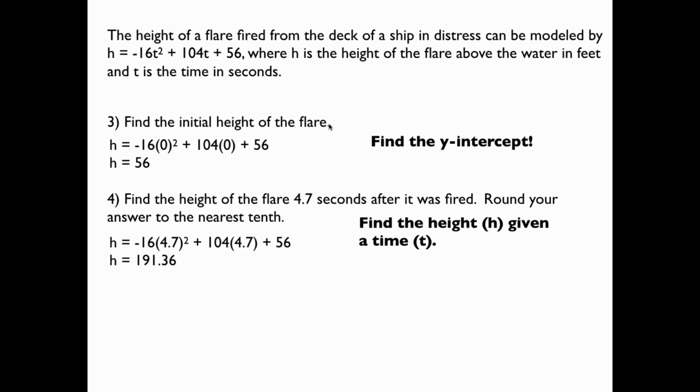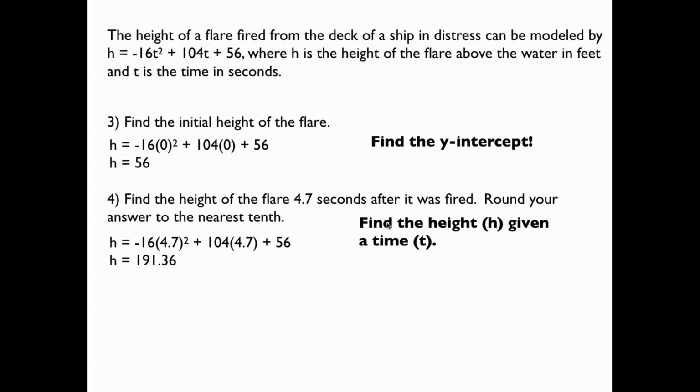was the height of the flare at the moment it was fired, or when t equaled 0. So here we're just trying to find the y-intercept. So, I'm going through the math here, but by now you should know the constant of a quadratic function is always going to be its y-intercept. So it's 56 meters. Number 4, find the height of the flare 4.7 seconds after it was fired.